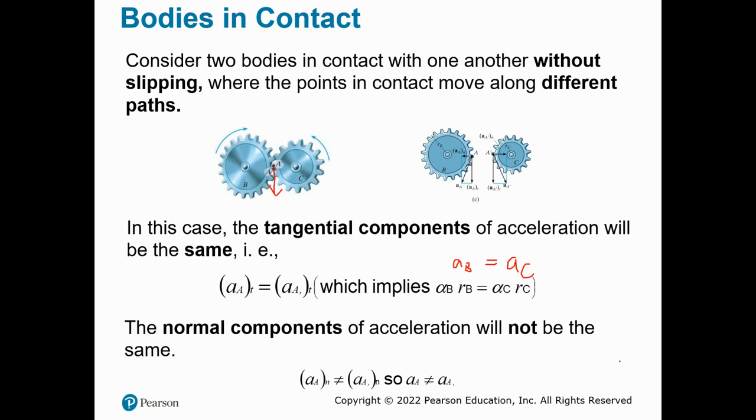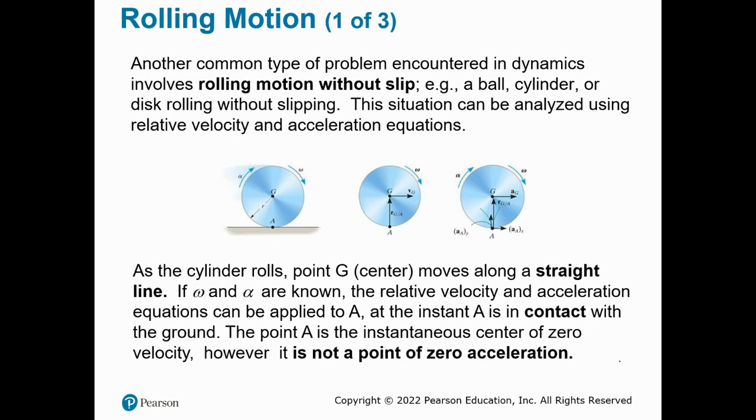Keep in mind that normal acceleration is pointing toward the center of the circle. Normal acceleration changes the direction. Only the tangent component will be the same, not the normal component. Another common type of problem in dynamics involves rolling motion without slipping, for example, a ball, cylinder, or disc rolling without slipping. This situation can be analyzed using the relative velocity and acceleration equations.